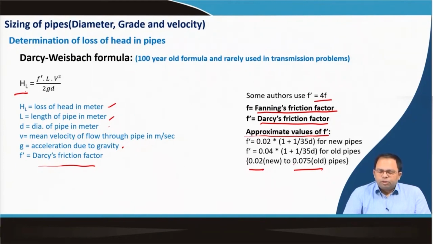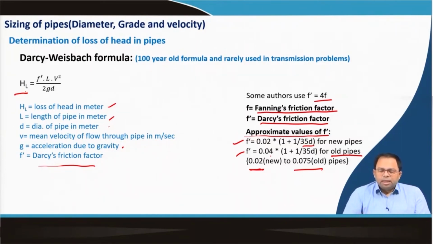And if you want to go into a little more detail, we have other empirical formulas, such as F dash equals 0.02 into (1 plus 1 by 35 d) for new pipes, where d is diameter, and F dash equals 0.04 into (1 plus 1 by 35 d) for old pipes. So either you can directly use this or you can go with more detailed calculations, but still these are empirical formulas derived in certain cases, and they are not universally applied.